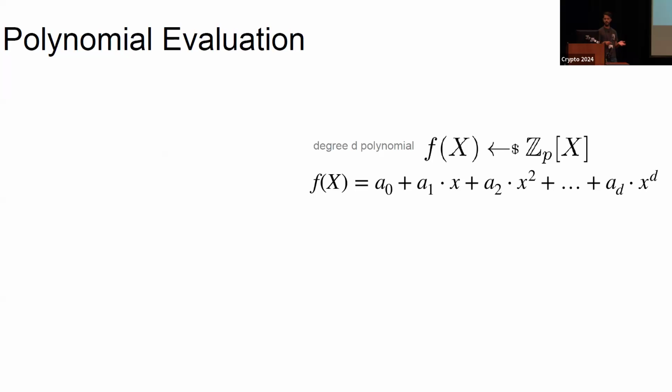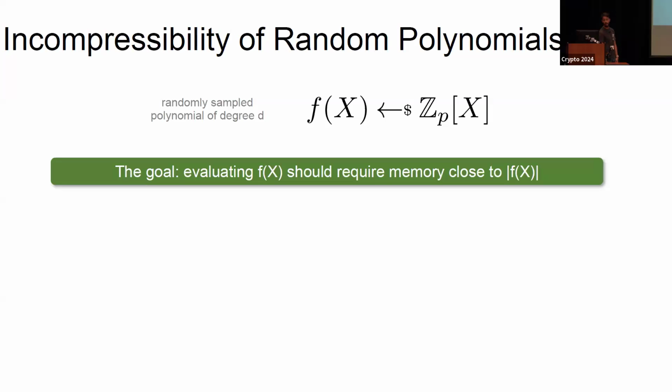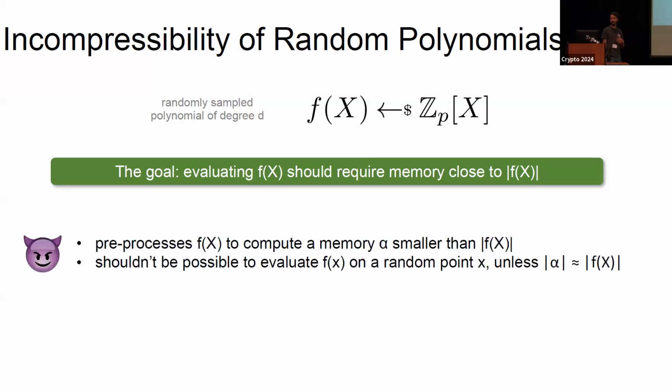So I'm going to build the construction step by step. And the first ingredient is polynomial evaluation. So you get a random polynomial, and the setting is that you receive a random challenge, and now we ask the prover to compute f of x, and we want to measure how much space you need to use to do this task. And intuitively, since the polynomial is random, you need to use some memory that is proportional to the size of the polynomial, and this should hold even if you try to preprocess the polynomial in some way, in some arbitrary way to save memory later.